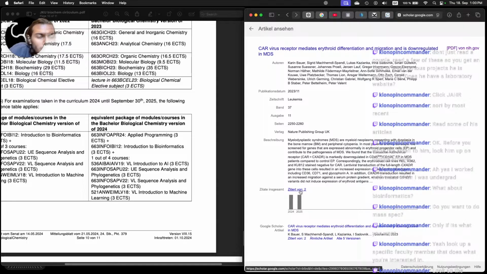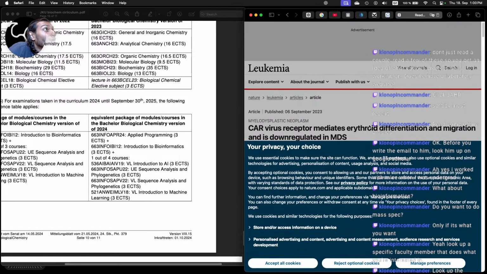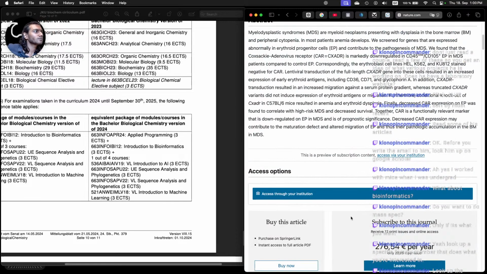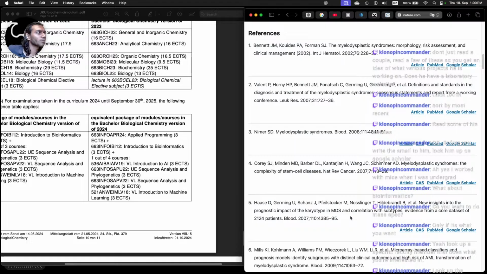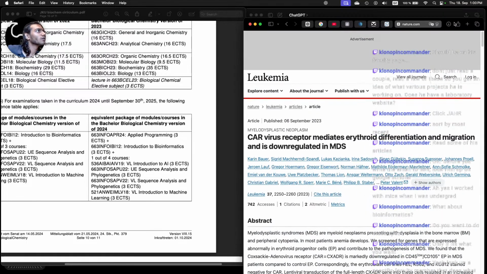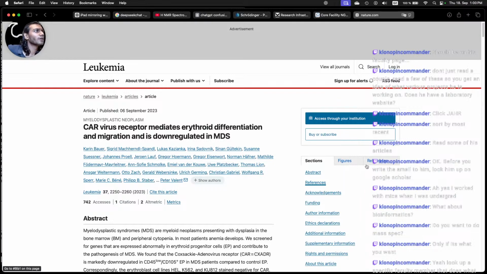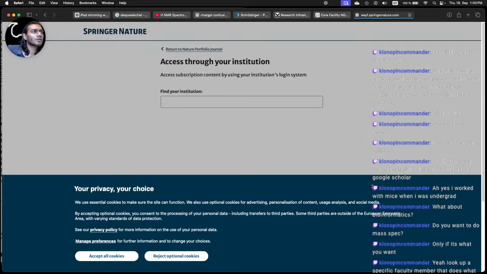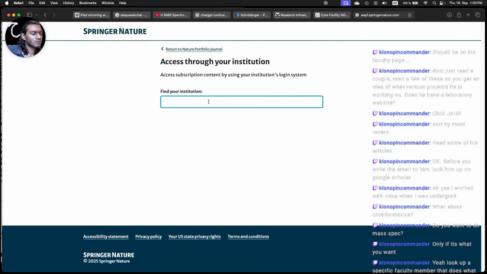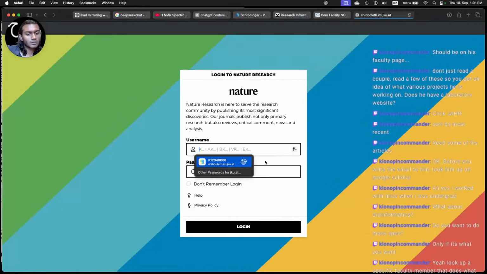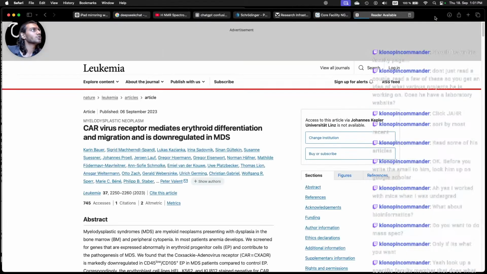Does he have a laboratory website? Oh, I think that this is the website. It's a journal, I believe. Access through your institution. Actually, it should be on his faculty page. Leukemia.